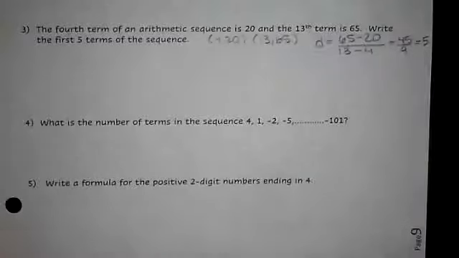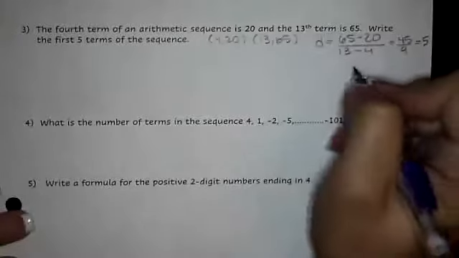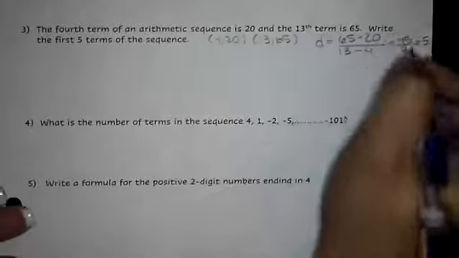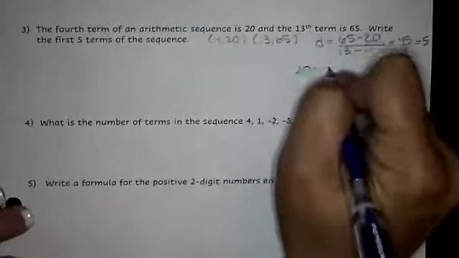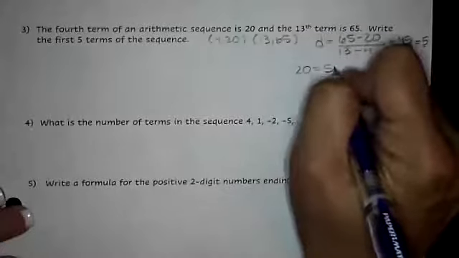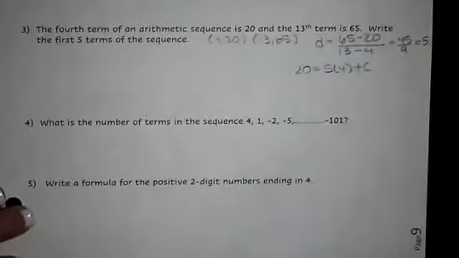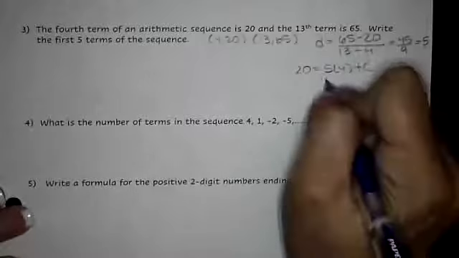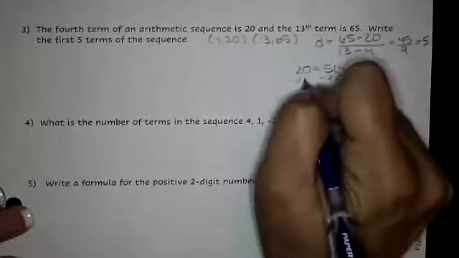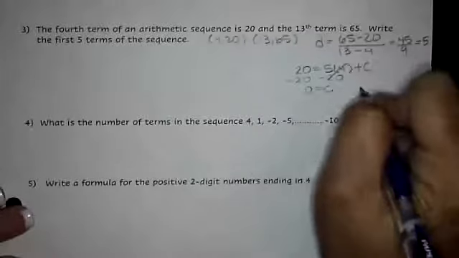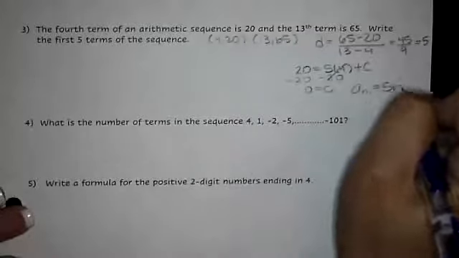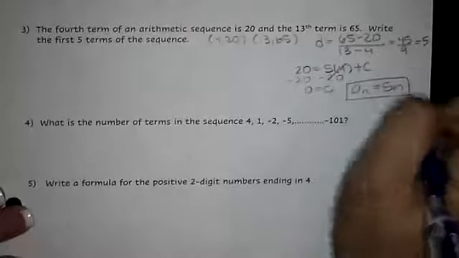Now, to find the other values, we go ahead and write our equation. I'm going to do it with the linear one now. So 20 is my final, 5 is my D, n would be 4, and then I'm looking for my constant. I subtract this 20, and so we get 0 equals the constant. So our formula here would just be 5n since there's no constant.